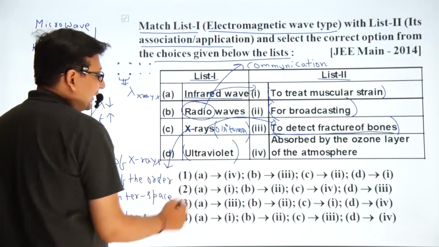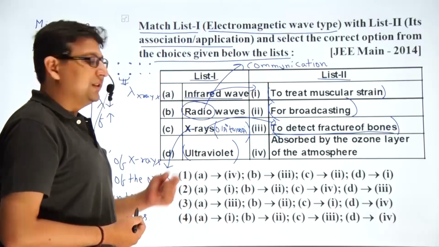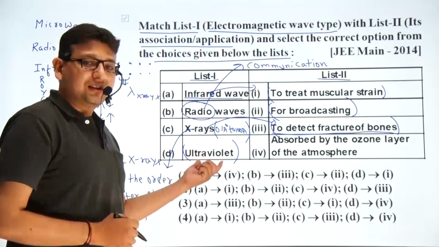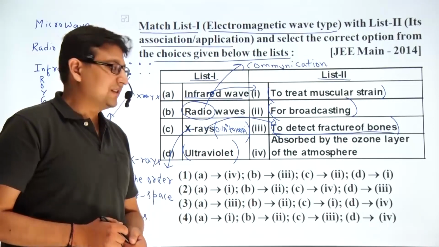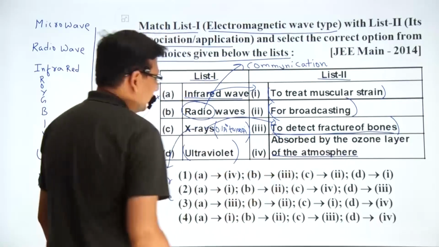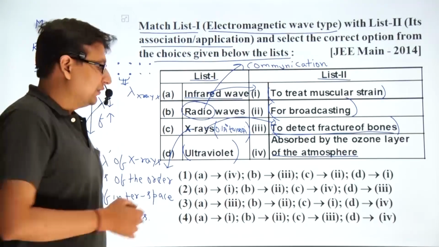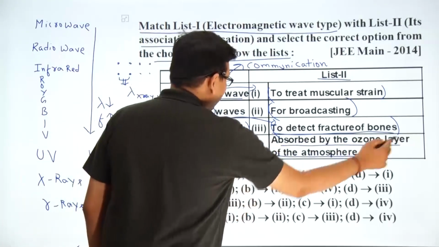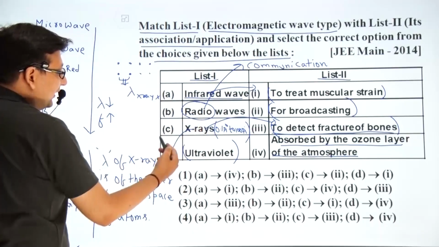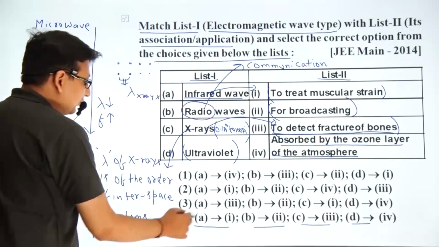For UV rays, it is used to kill bacteria also. Many applications are there. Ultraviolet rays are used to kill bacteria in medical science. In AquaGuard like devices also UV ray protection is there. Here they are writing absorbed by the ozone layer of the atmosphere. Yes, UV rays are emitted by sun rays. Sun rays contain UV rays, so those UV rays are absorbed by the ozone layer. So yes, correct matching is A1, B2, C3, D4. Correct answer is option 4th one.